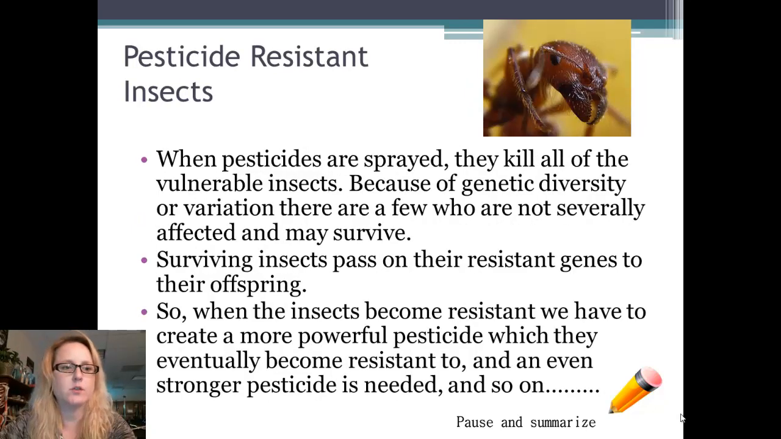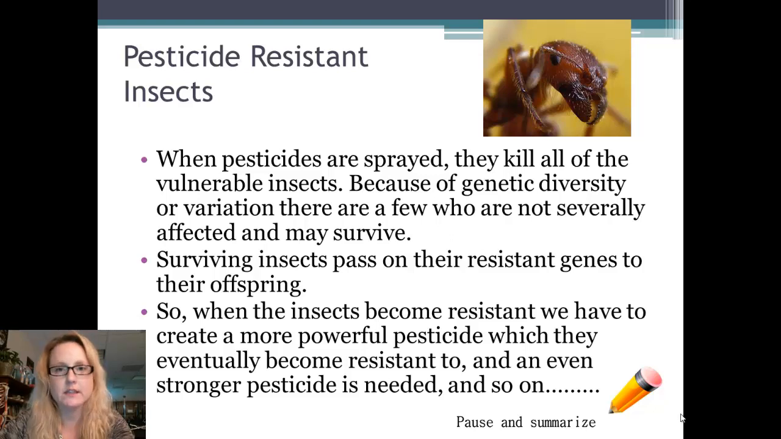Pesticide-resistant insects are also a great example of natural selection. The theory is that when insects are sprayed with pesticides, it will kill all of the insects that are vulnerable or greatly affected by the chemicals. However, due to genetic diversity or variation, there may potentially be a few insects that are not affected too severely by the pesticides and may survive the encounter.